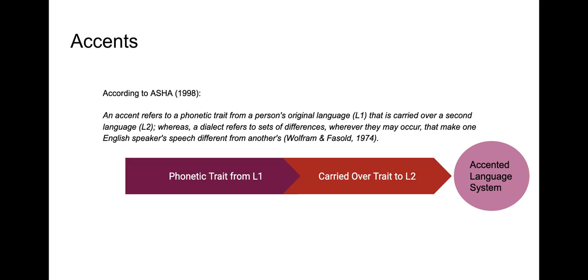So, according to Asha, an accent refers to a phonetic trait from a person's original language that is carried over to a second language. And now, in contrast, a dialect refers to sets of differences, wherever they may occur, that make one English speaker's speech different from another's. So it's important to mention these sets of differences. Whereas an accent represents a phonetic trait, right? A speech sound trait that carries over.